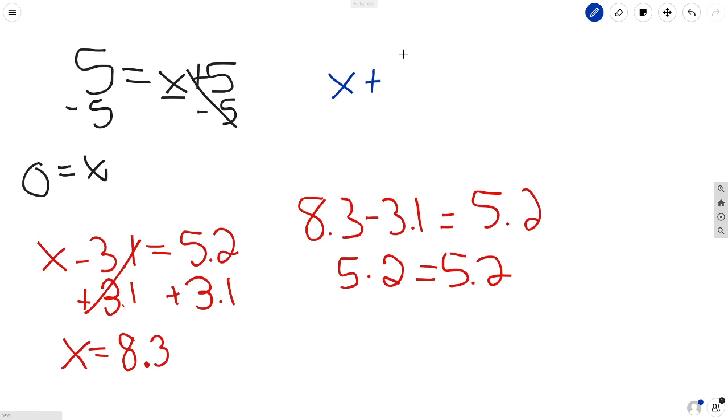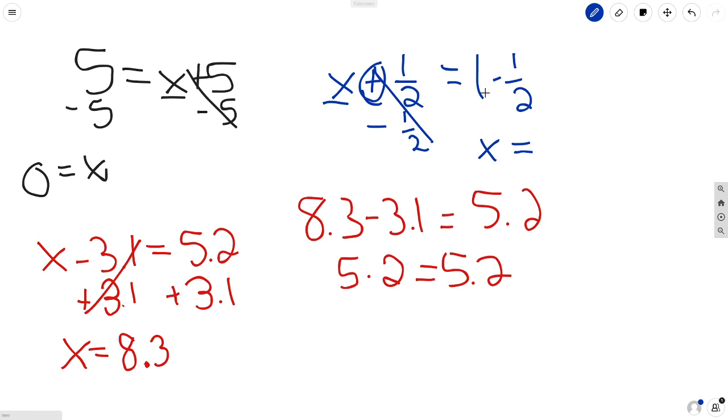One last example here. Alright, we need x by itself. 1/2 is being added to x, so we need to subtract it to keep it equal. So now we have x equals 1 minus 1/2 is 1/2. And if you think about it, if we have 1/2 and we add another half to it, we have the 1.